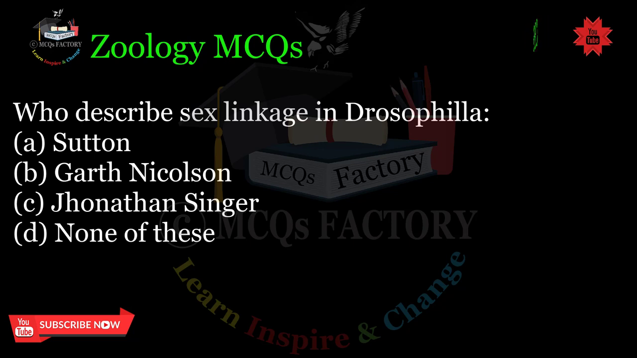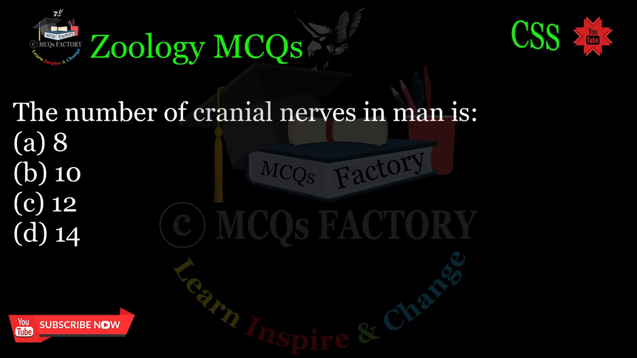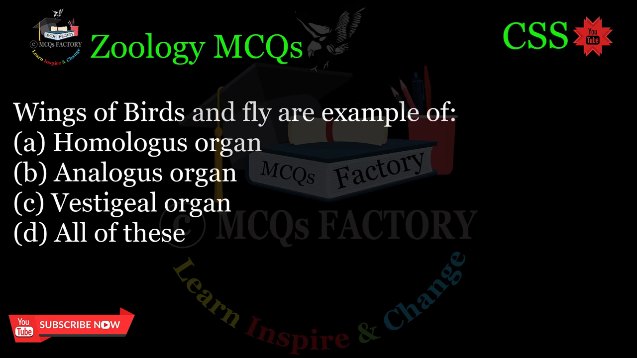Who described sex linkage in Drosophila? A. Sutton, B. Garth Nicholson, C. Jonathan Singer, D. None of these. Correct answer D. The number of cranial nerves in man is A. 8, B. 10, C. 12, D. 14.